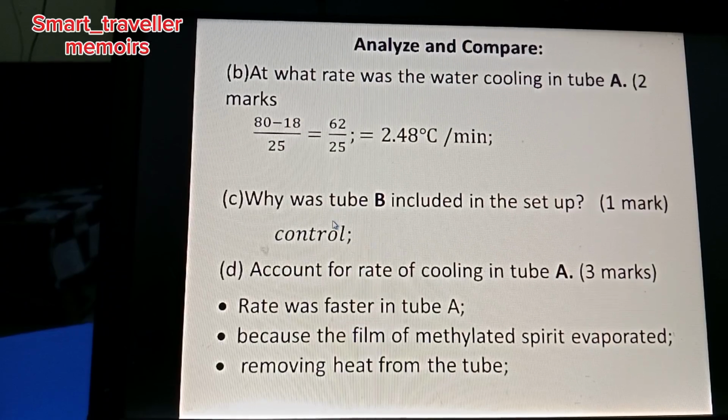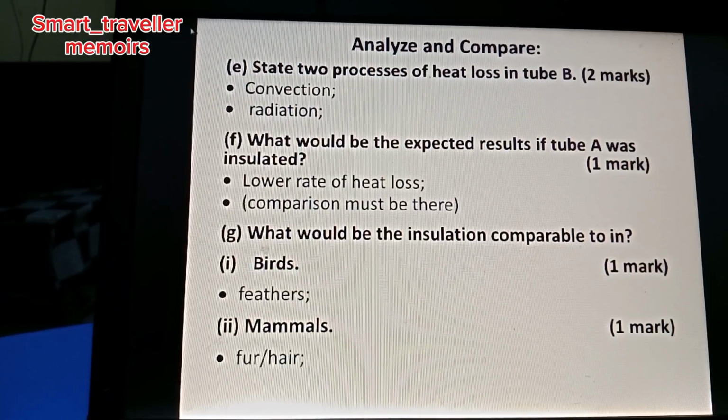And I have also said tube B was included in the setup as a control experiment. And I have also accounted for the rate of cooling in tube A, and the rate was faster in tube A because the film of methylated spirit evaporated, removing heat from the tube. I also stated 2 processes of heat loss in tube B, and these are convection and radiation.